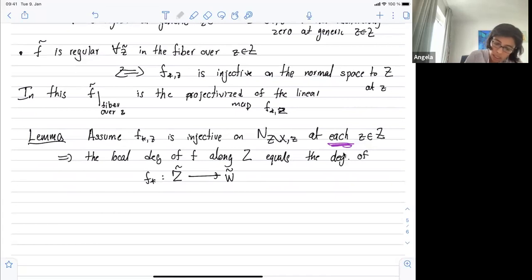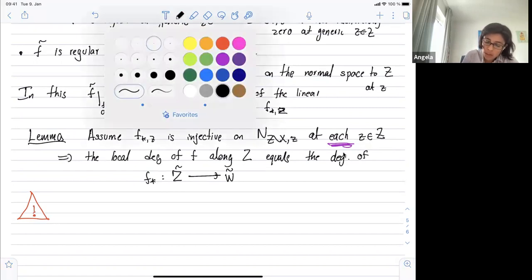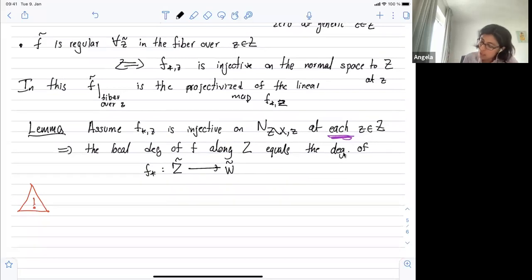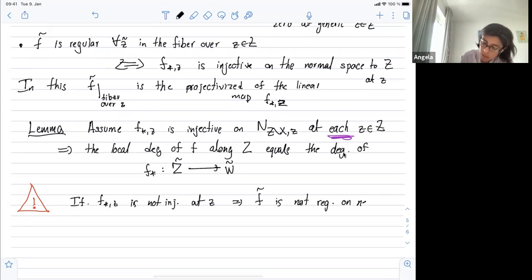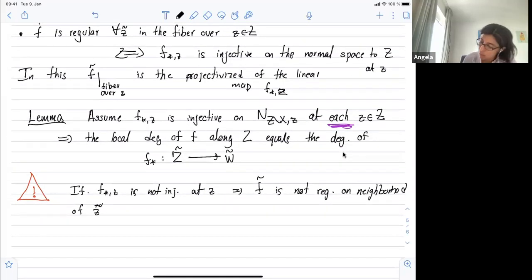So here is the warning. Why do we need that? You need this condition. If you have a point where it's not injective, that means that it's not regular. So if it's not injective at Z, then the map is not regular. It's if and only if F tilde is not regular in any neighborhood of the fiber, C tilde.